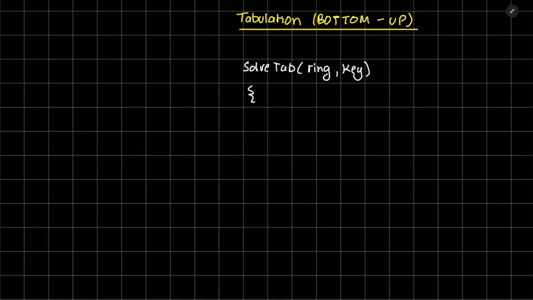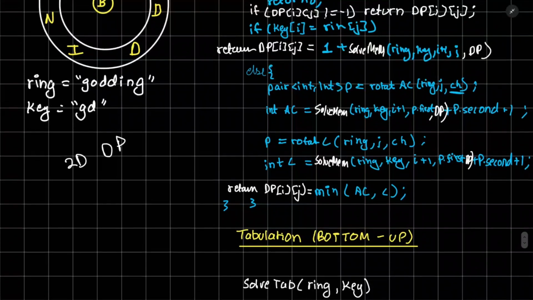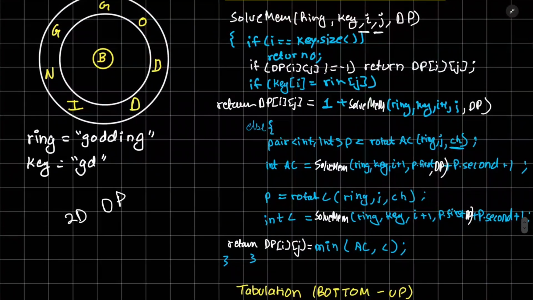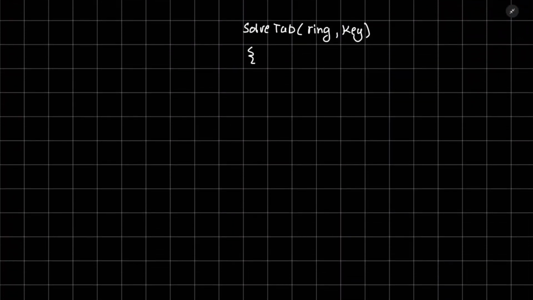Now that we have understood the top-down approach, the tabulation approach will be really easy. We will just reverse the value we passed in the function and what we return. So we will call this function with I 0 and J 0 in the memoization through the driver function. So in this tabulation, through iterations, we will start the I from the end of the keys array.